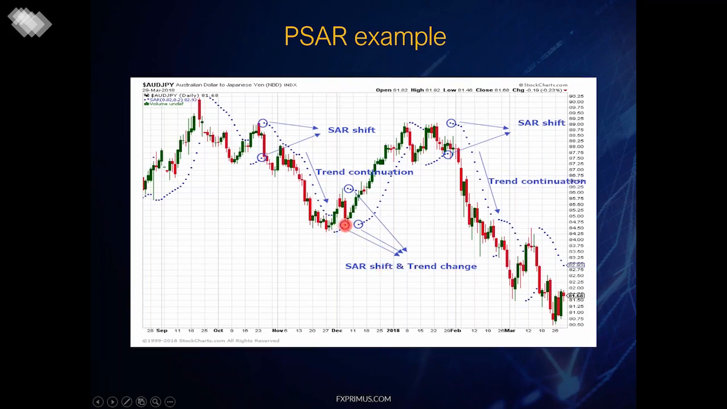So when the SAR shifted from here, because we're going down to there, and then to there, markets moved up, okay? Now, again, we had a continuation of the trend up here, a consolidation area, and then again another SAR shift. So from low, we went above the price, which means the market will move lower. And indeed it did. We had another trend continuation, and then the market carried further down.